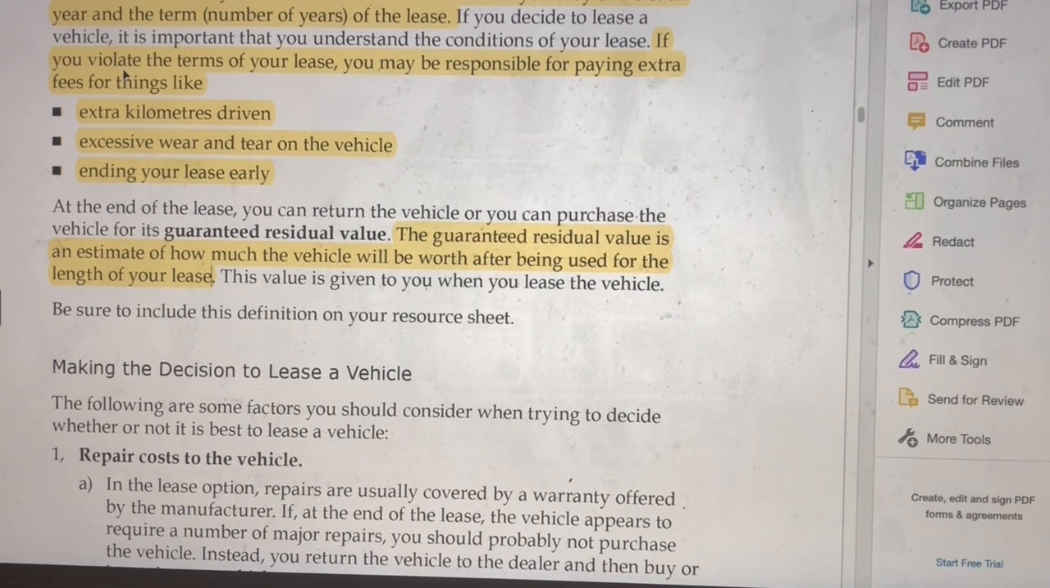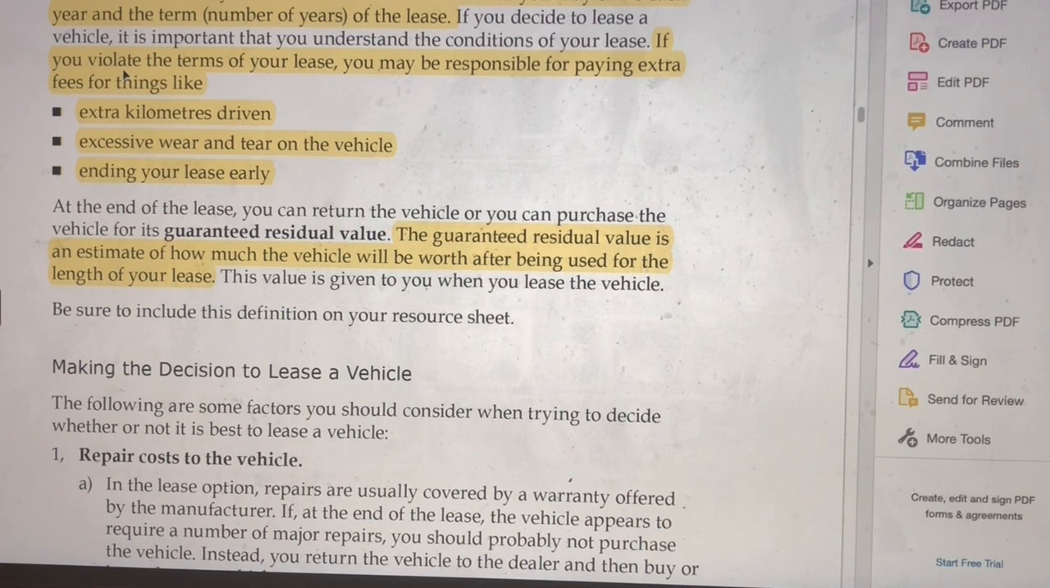So, what happens at the end of the lease? Well, that's a good question to ask. You have a couple of options. Like I said before, you can return the vehicle, or you can purchase the vehicle for what's called a guaranteed residual value. What that means is you get an estimate of how much the vehicle will be worth after being used for the length of the lease. Whatever that amount is, it's usually evaluated by the dealership, or could be by a mechanic as well.